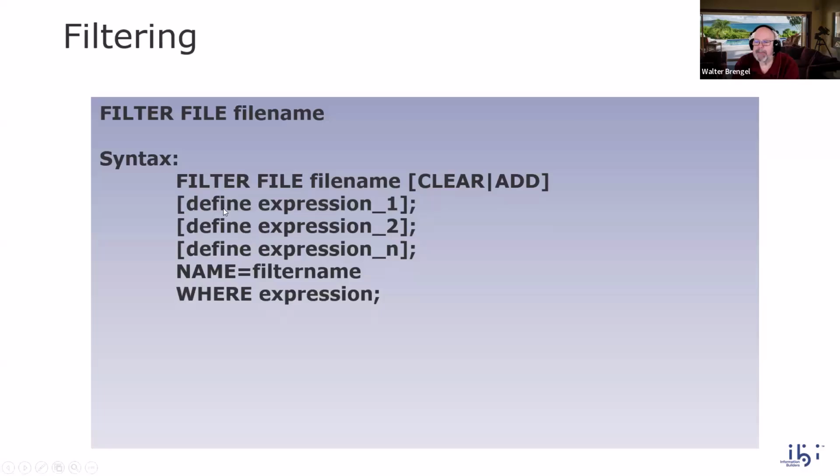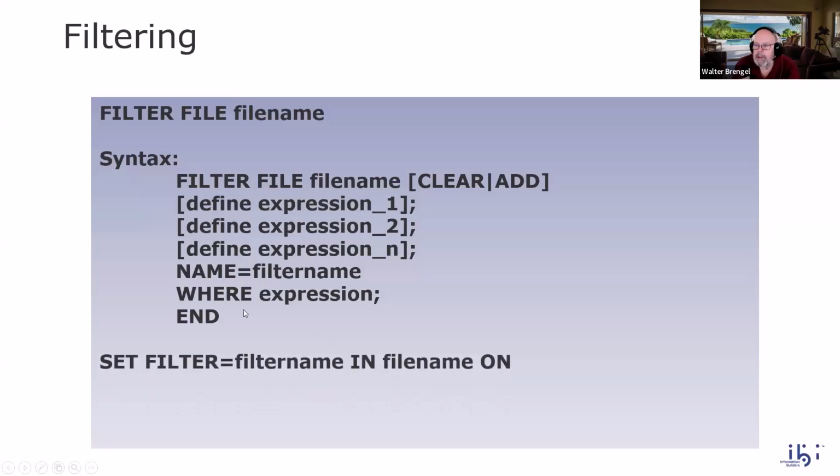So the define expressions are if I need to calculate a field that I'm going to use in my where expression. So if I want to say if profit is greater than 10,000, in the define area, I can say profit equals retail cost minus dealer cost. And then I can use that in the where expression and say where profit greater than 10,000. Like all the other things in our product, we're going to end with an end.